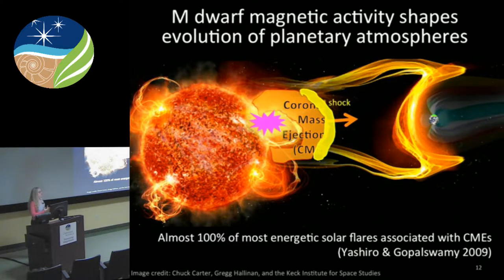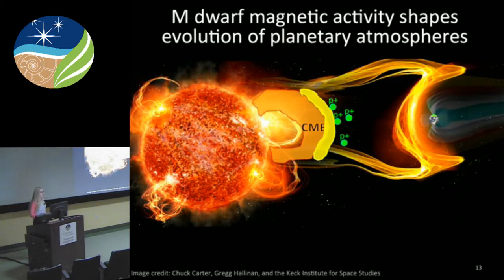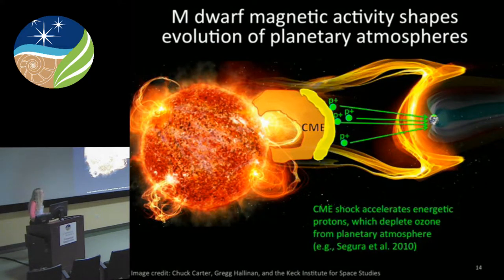Now, if the coronal mass ejection is moving fast enough, and fast enough basically means faster than the Alfvén speed in the corona, then it will form a shock. And this shock has important consequences for planets. In particular, at the shock, particles are going to be accelerated at the shock front, and those particles will stream ahead along open magnetic field lines to interact with the planetary atmosphere.